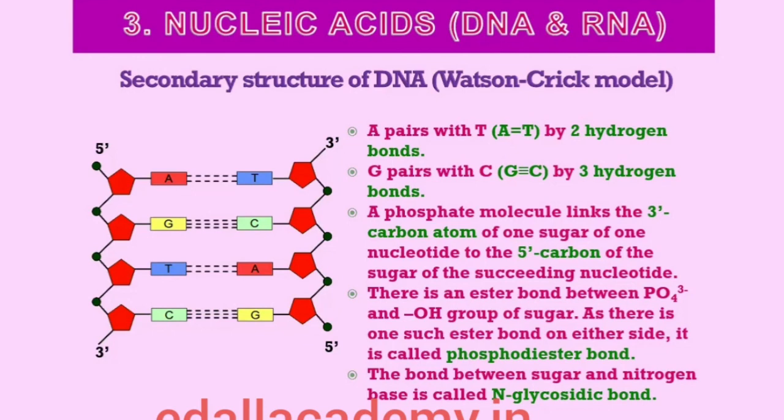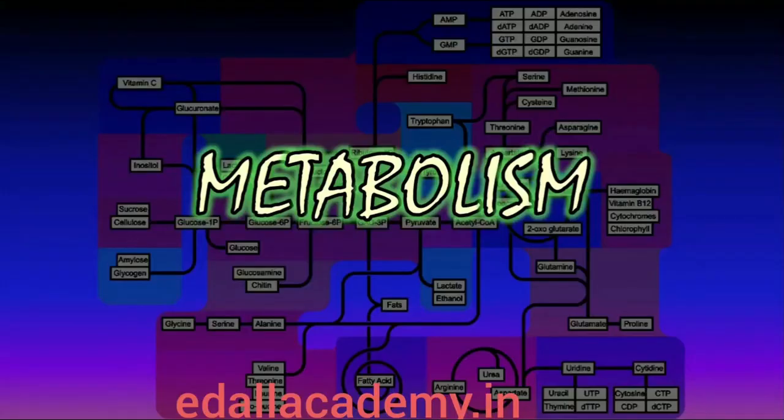The bond between sugar and nitrogenous base is called the N-glycosidic bond. So this and all, once again we are going to study from 12th standard, molecular basis of inheritance. First we are going to discuss the dynamic state of body constituents, the concept of metabolism.